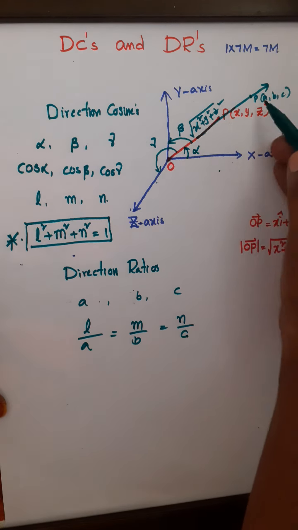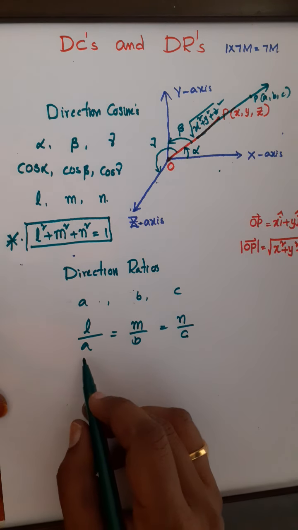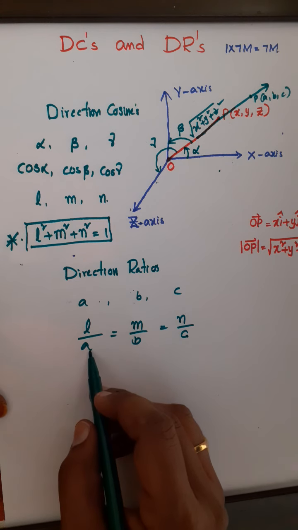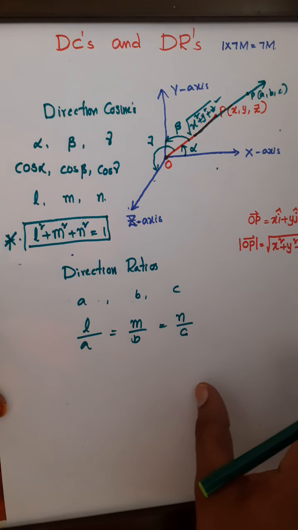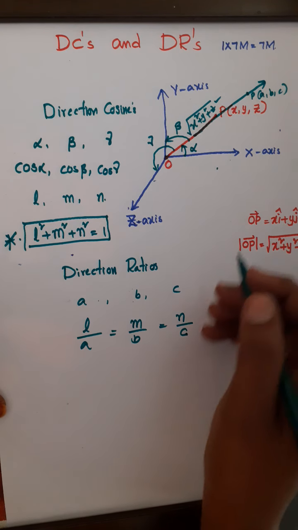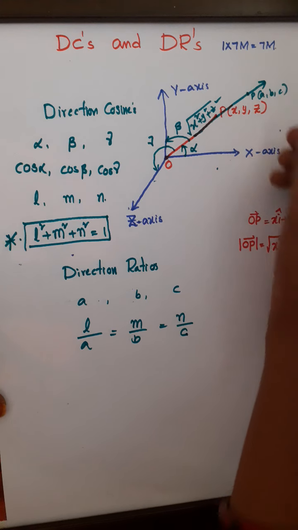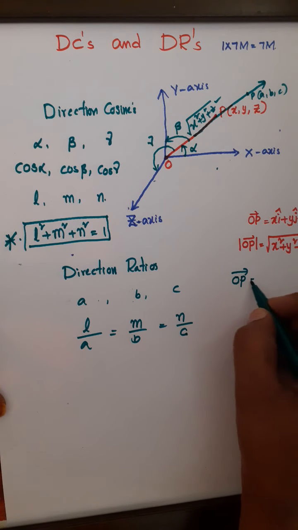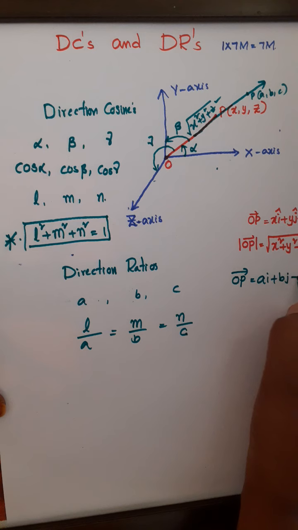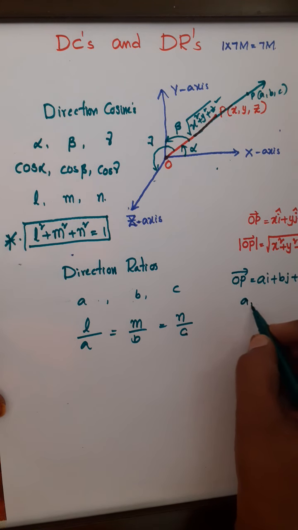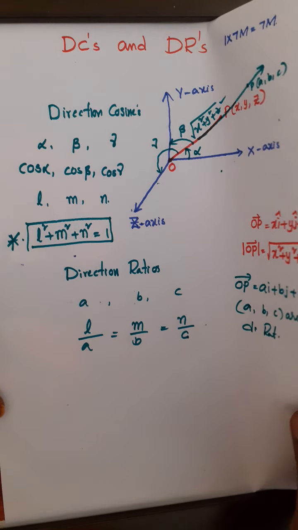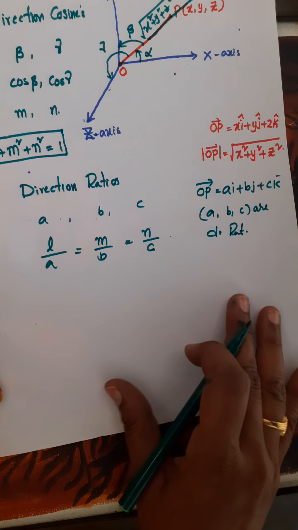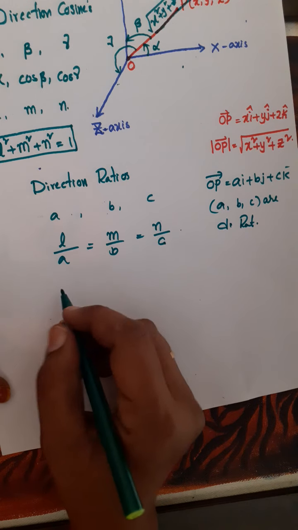This is a point on OP, right? And such that L by A is equal to M by B is equal to N by C. These are direction ratios. That means if you have a point P, A comma B comma C, and a vector AI plus BJ plus CK, then you can say that A comma B comma C are direction ratios. If you know the direction ratios, you can find directional cosines.